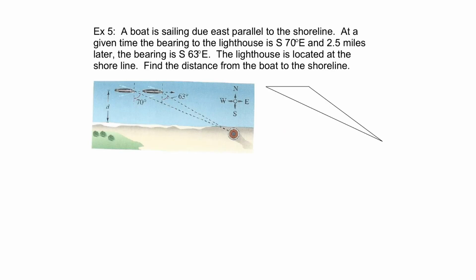So let's take a look at example 5. A boat is sailing due east parallel to the shoreline. I also have a triangle on the right side of the picture here, so we can do both parts as we go along.